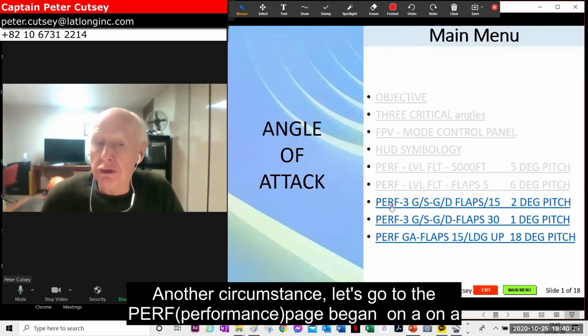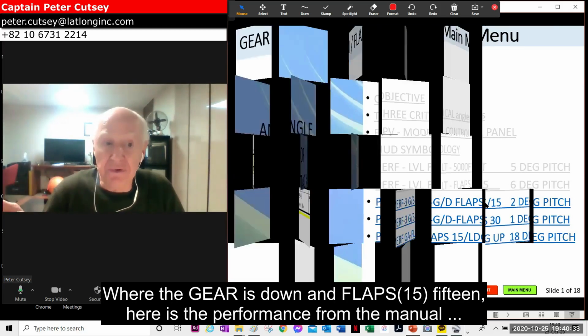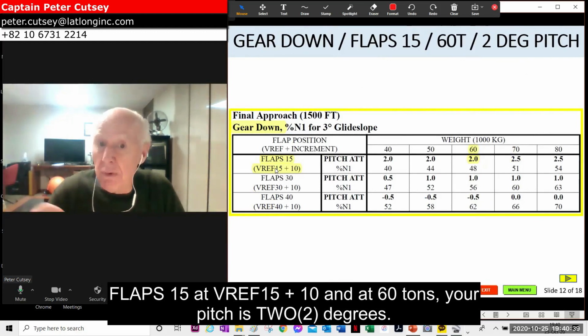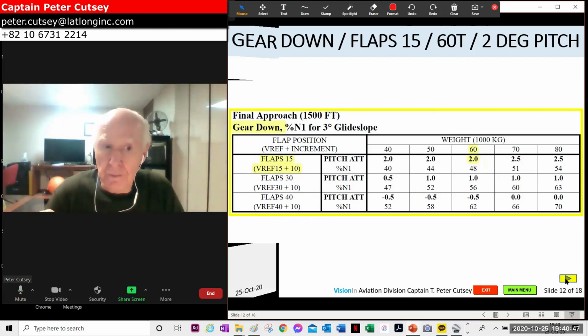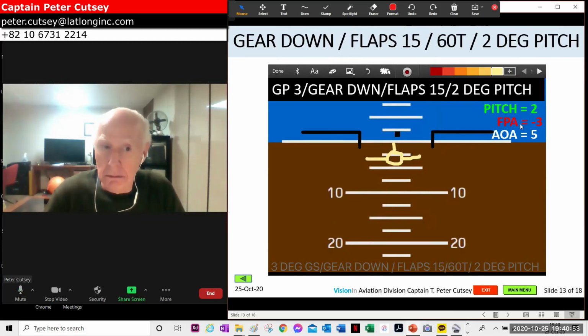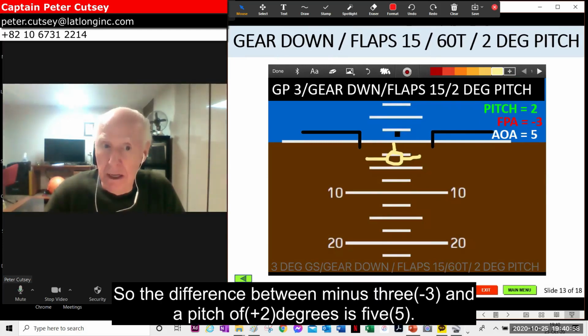Another circumstance, let's go to the performance page again on a 3-degree glide slope, where the gear's down and flaps 15. Here's the performance from the manual, flaps 15 at BRIEF 15 plus 10, and at 60 tons, your pitch is 2. So if you're on a 3-degree glide path, the glide path is -3. That's the angle that the glide slope makes with the horizon, -3. So the difference between -3 and a pitch of 2 degrees is 5.